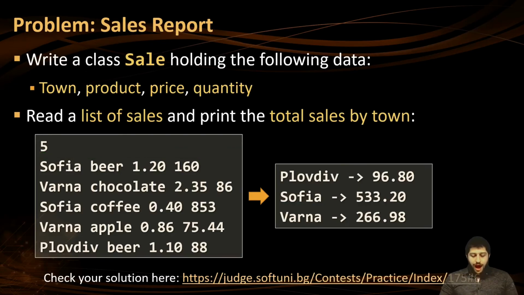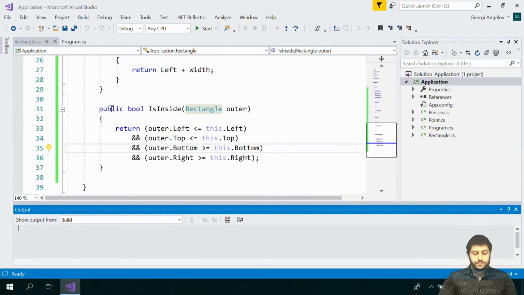Now, I encourage you, this is not a complex task. Please try to do it on your own using a sale class and something like LINQ or maybe a dictionary or whatever you prefer. Now, pause the video and try to do this exercise on your own. I assume you have tried to do it on your own. Now we are going to do it together.